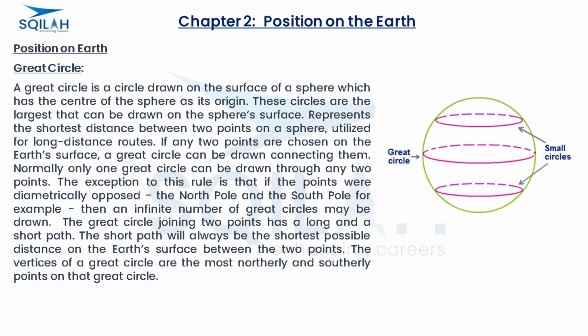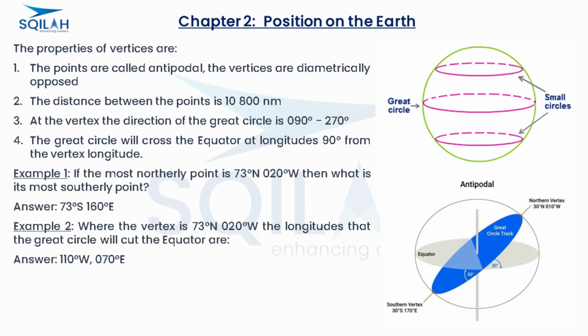The vertices of a great circle are the most northerly and southerly points on that great circle. The properties of vertices are: the points are called antipodal. The vertices are diametrically opposed. The distance between the points is 10,800 nautical miles. At the vertex, the direction of the great circle is 090 degrees or 270 degrees. The great circle will cross the equator at longitudes 90 degrees from the vertex longitude.